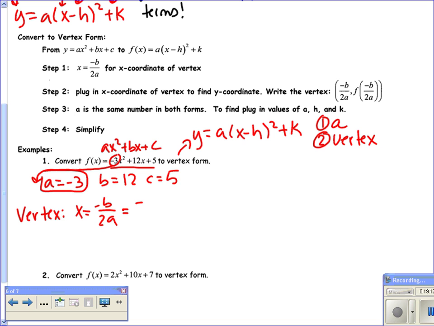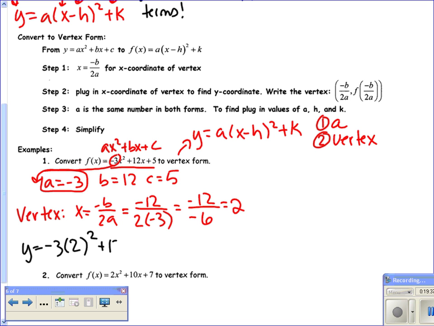So that's going to be equal to negative 12 over 2 times negative 3. Which is negative 12 divided by negative 6, which ends up giving me 12 divided by 6 becomes positive, in this case 2. So now that I have the x coordinate of my vertex, I plug that into my equation that was given, and solve for y. So we have negative 3 times 2 squared plus 12 times 2 plus 5.